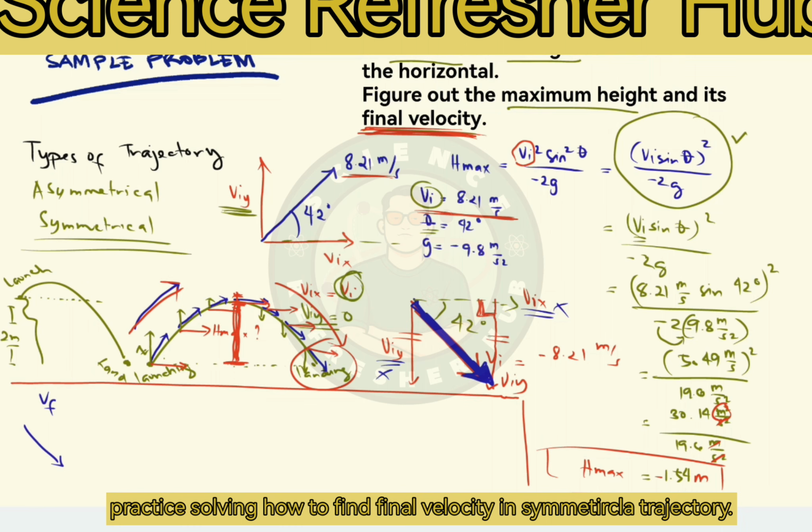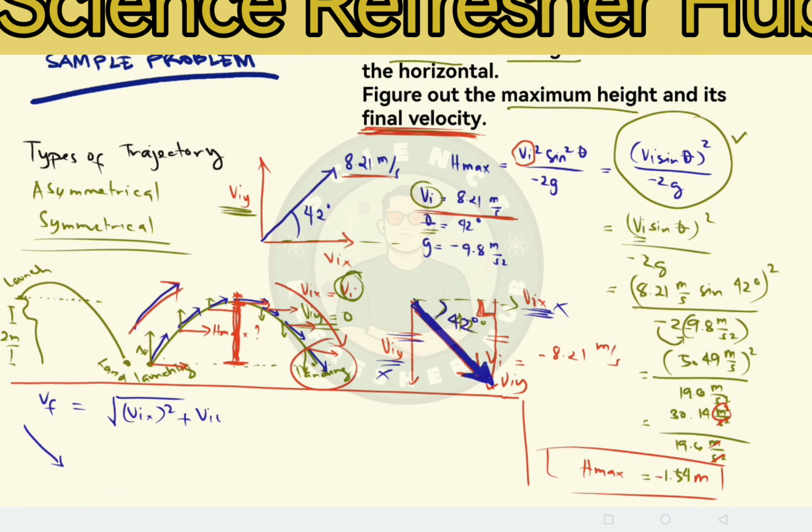In order for us to get this, we have the angle theta, we have 42, okay? And we have the value of our VIX and VIY. We can get it because we have theta angle here. So we can get the final velocity by using the Pythagorean theorem. So we can say VIX squared plus the VIY squared. So let's try to get the VIY. I guess we calculated already.